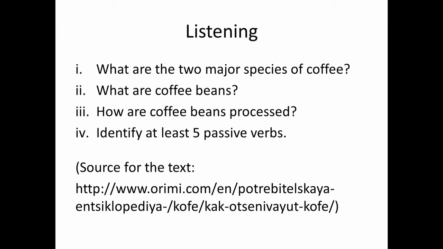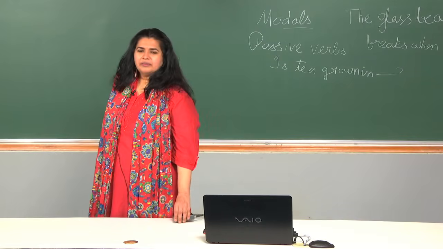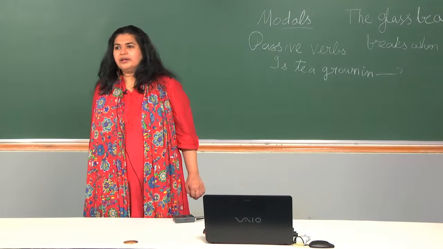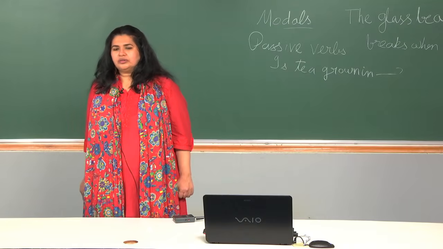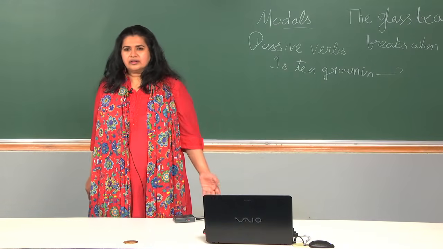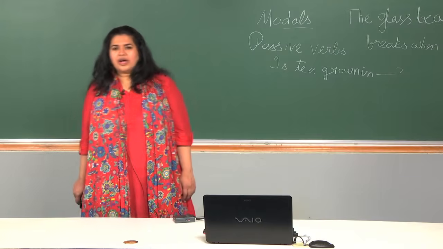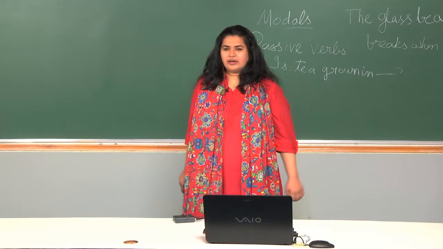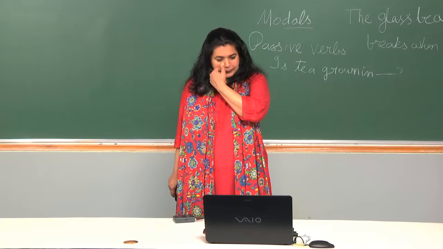So, first question, what are the two major species of coffee? Second question, what are coffee beans? Third question, how are coffee beans processed? And fourth, identify at least 5 passive verbs as I read this passage for you, and please pay attention and listen to it carefully. This slide is not going to be shown to the students here. So, I start now, and I hope you have taken down the questions.